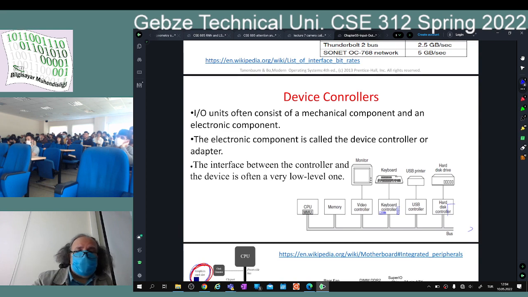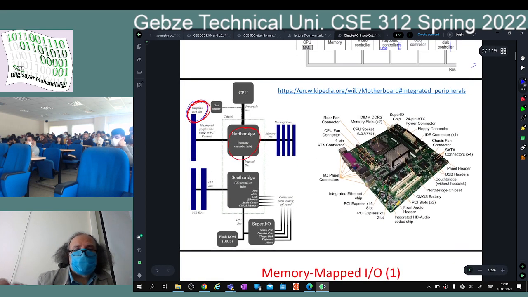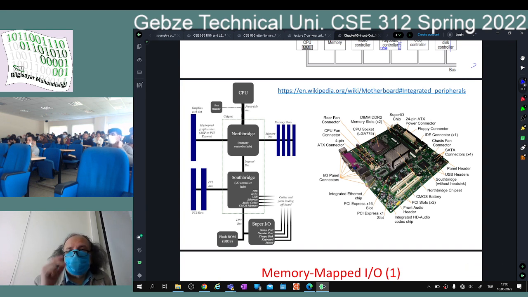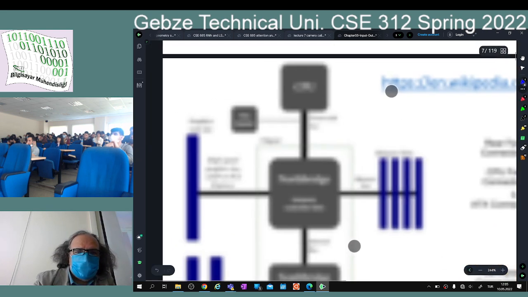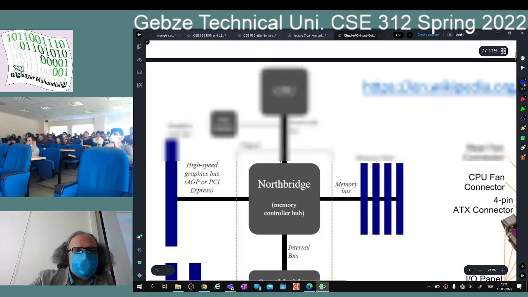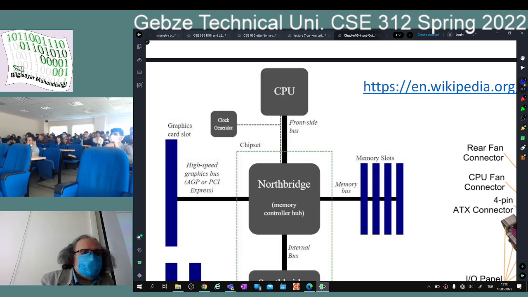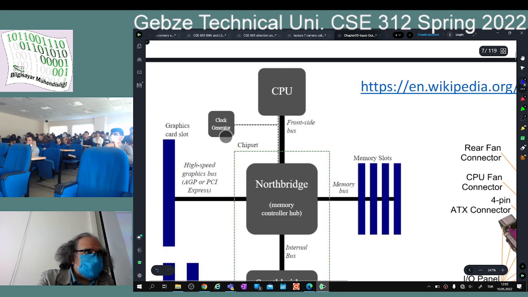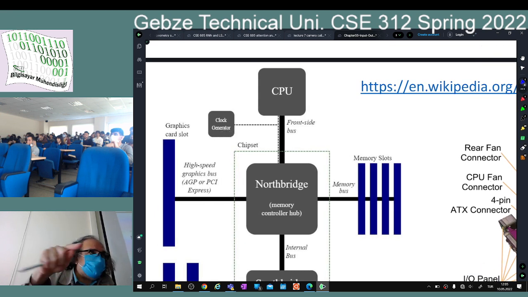The more realistic picture is this. I took this from Wikipedia, maybe two years ago, maybe last year, I don't remember. Usually this is the more realistic case, with a CPU here. We don't have a single bus, we have many buses. There is a clock generator, which is responsible for providing the clock signal to the system.